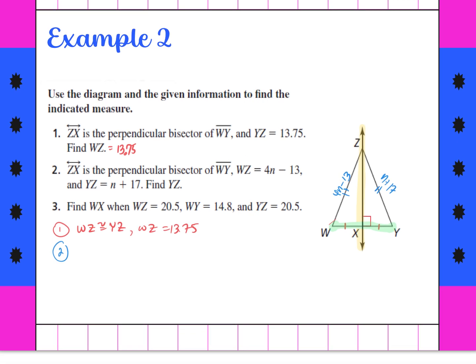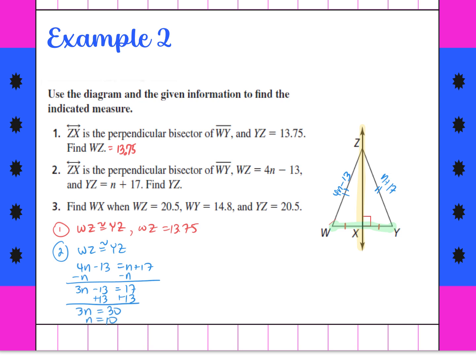Well, again, I know that WZ is going to be congruent to YZ. WZ is 4n minus 13. YZ is n plus 17. So I'm going to solve for n. I'm going to get 3n minus 13 equals 17. I'm going to add 13 to both sides. I'm going to get 3n equals 30, which means n is 10.